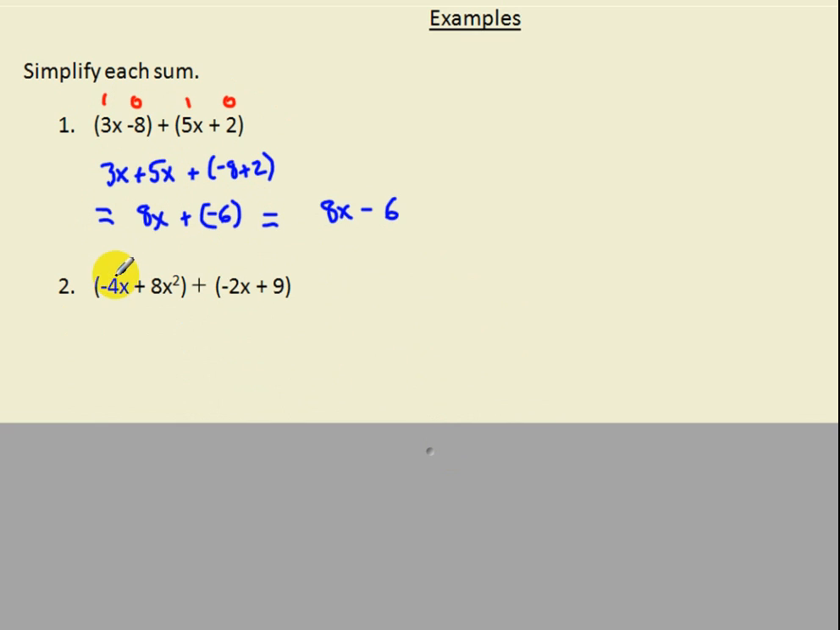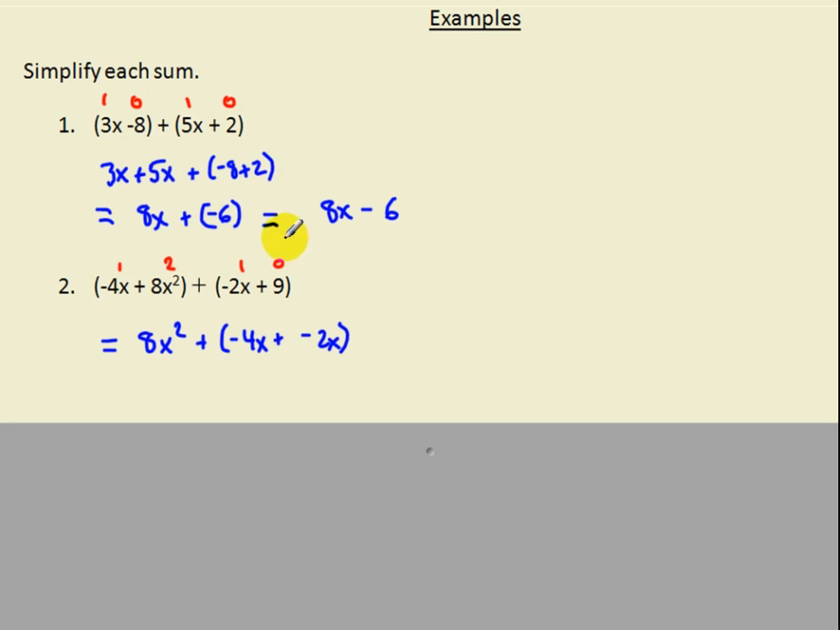Okay, number 2, negative 4x plus 8x squared plus negative 2x plus 9. So let's look again at the degree. Now you don't have to write the degree above here like I'm doing. I'm just trying to show you why we're combining the terms that we combine. Okay, so if we look at those degrees, now notice the greatest degree is right here, so that term goes first, 8x squared. That's the only term with degree 2, so we move on. We have two terms with degree 1. We have a negative 4x plus a negative 2x.